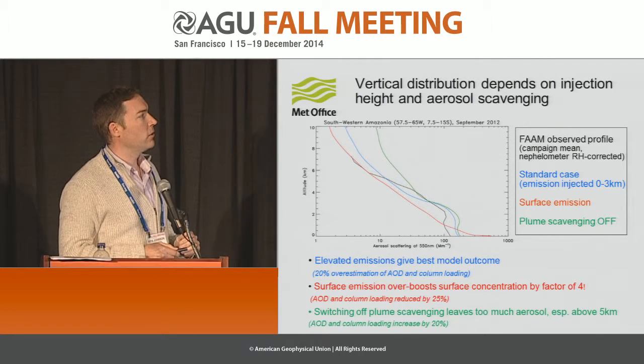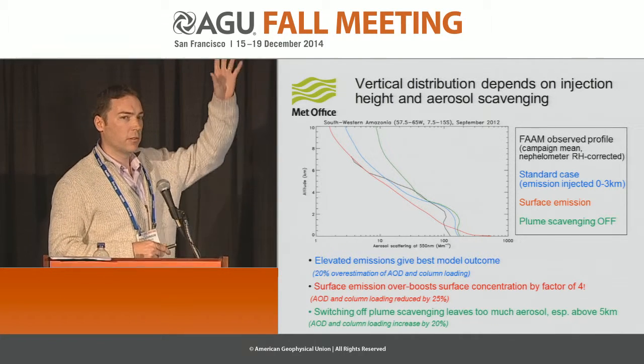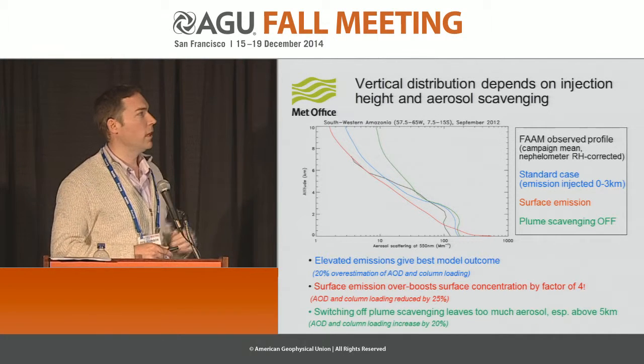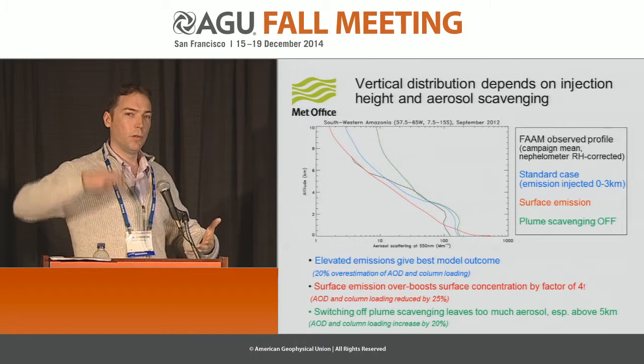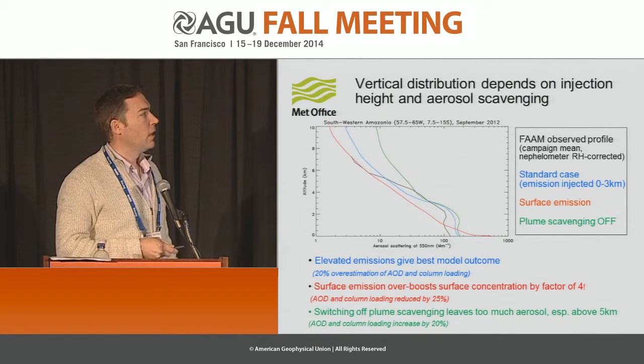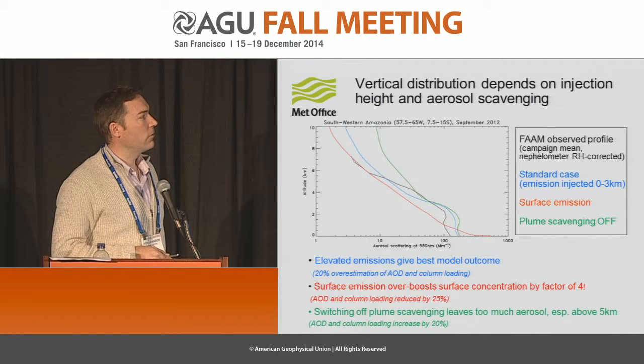Now, just to mention, in our standard case, what we do in our model is that we inject the aerosol uniformly between 0 and 3 kilometers. And we have to do this to represent the buoyancy of the plumes and the plume rise. Now, if you don't do that, if you emit everything at the surface, you get this red line here, which is, obviously you can see, is completely wrong. And not only that, you get a factor of 4 increase in your surface concentration.